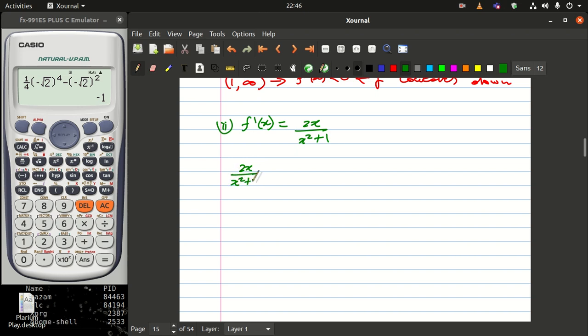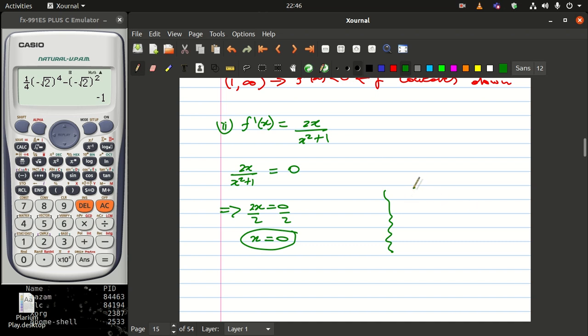And for this thing to be equal to 0, we want the numerator to be equal to 0, because if the denominator is equal to 0, we'll end up having an undefined. So first, we set the numerator equal to 0. I divide by 2 on both sides, and I will have x is equal to 0.